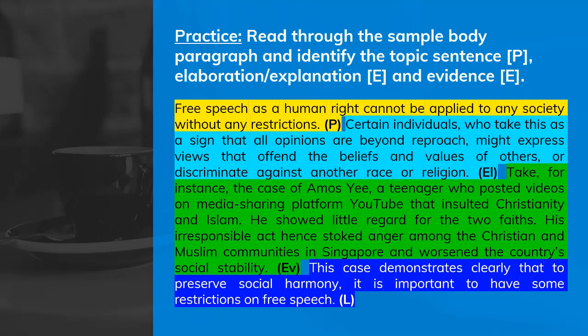Okay, we give an example because of the words "take for instance". It's very clear that it's evidence. Or we can use "for example". There are a number of ways that you can actually present this idea. So, last but not least, we have the link, which is at the back. It links back to the idea of free speech, and it's important that we should have some restrictions. Okay, please take note that a link is not repeating the same point. It's actually an idea of how your argument has flowed, and you should do some form of rephrasing when you are writing the link.